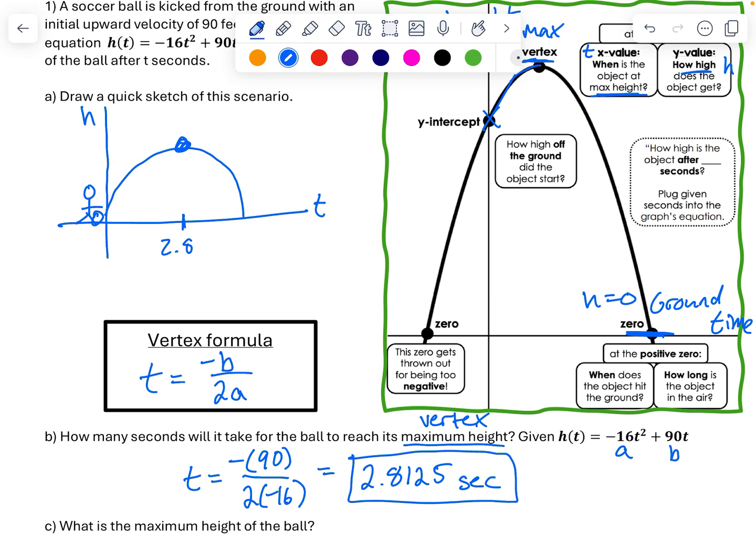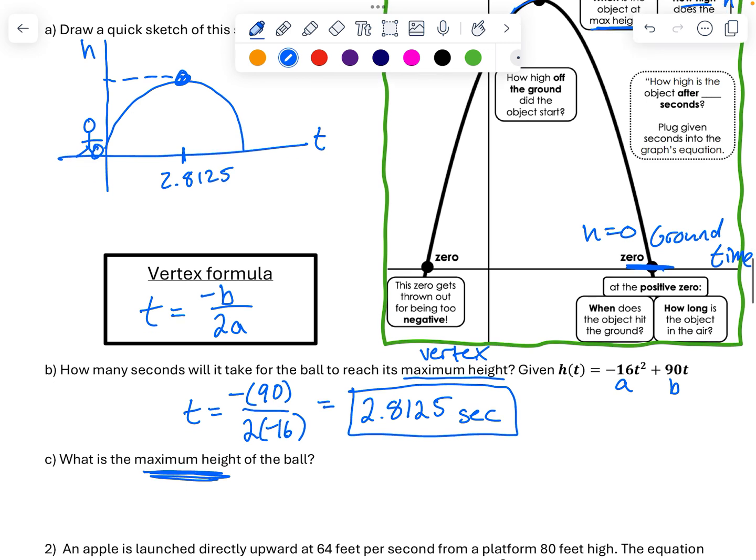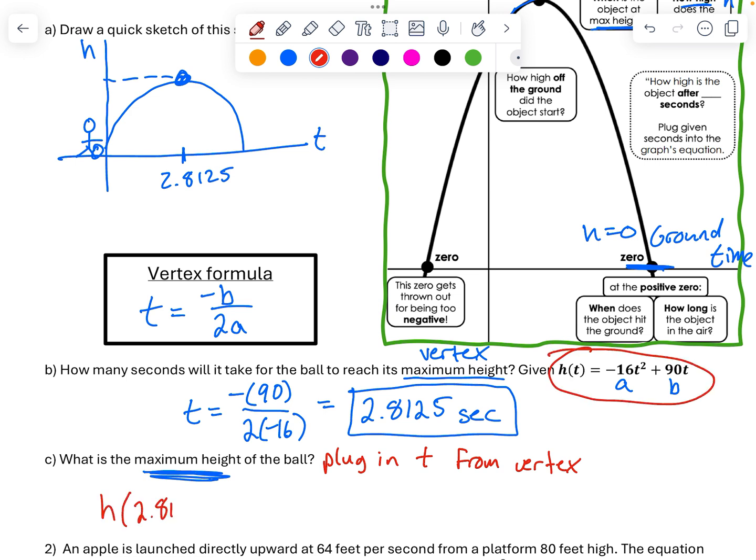That's the 2.8125. If we wanted to find the maximum height of the ball, the height then would be the y value there. So we would plug in the seconds to find the time. Plug in t from the vertex to find that maximum height. We're plugging it into this equation, so we're going to do h of t. t now is 2.8125. It's replaced our time, and every place we see a t, we're going to replace it with the 2.8125.